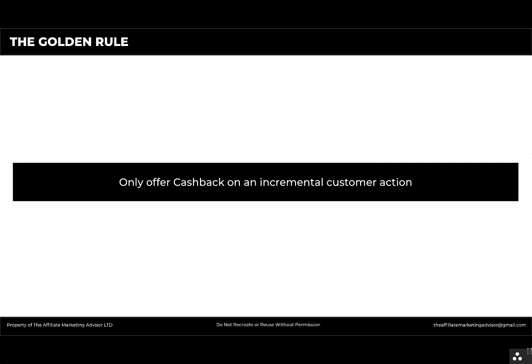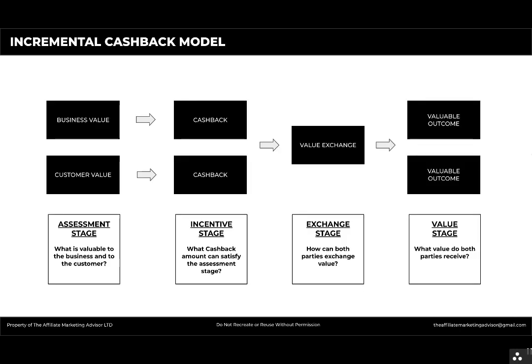The golden rule then for brands when working with cashback is to make sure that cashback is offered on incremental customer action. A model for incremental customer action is displayed here through 4 stages. The assessment stage, where the business will determine what is incremental and valuable to it. This could be, for example, requiring customers to spend more than other customers typically spend through other channels. For example, a minimum spend for cashback of £80 when the business usually sees customers spending £50.